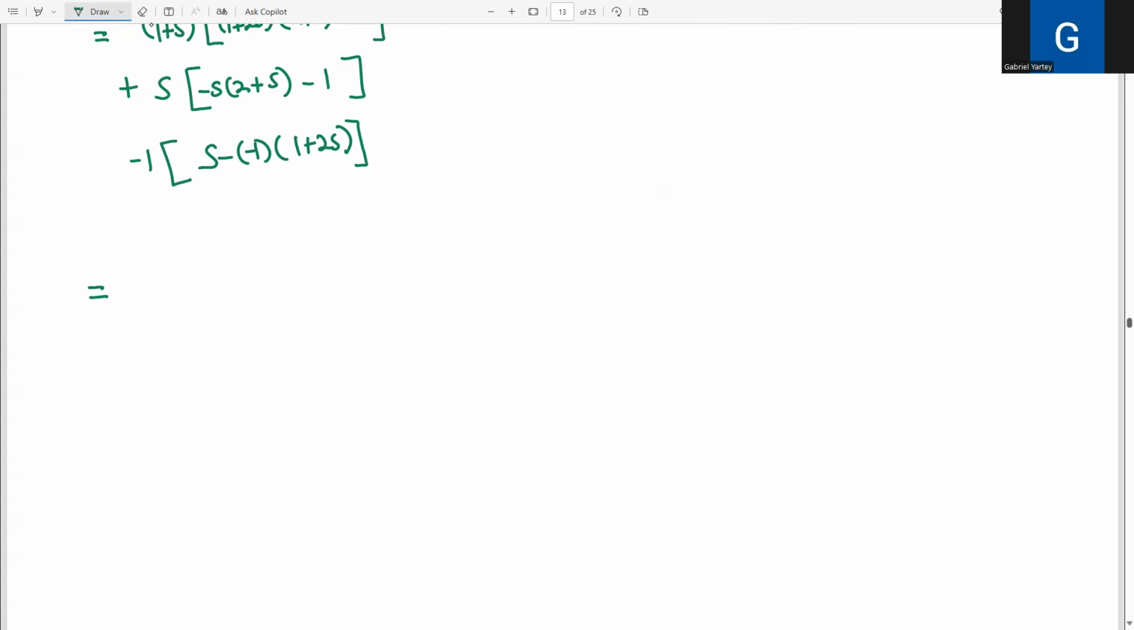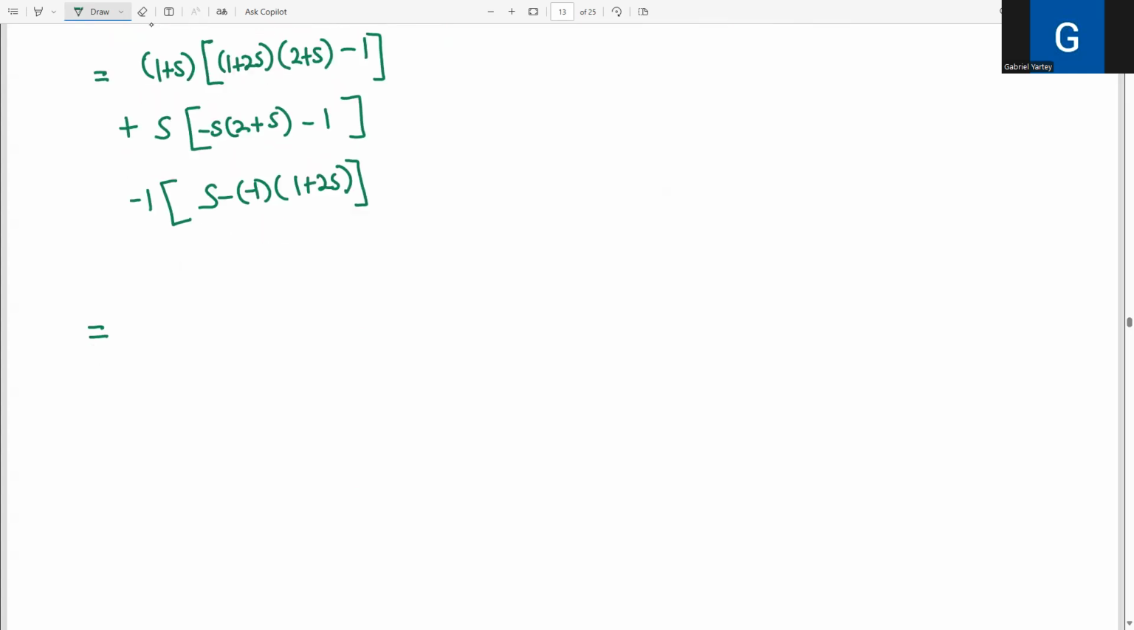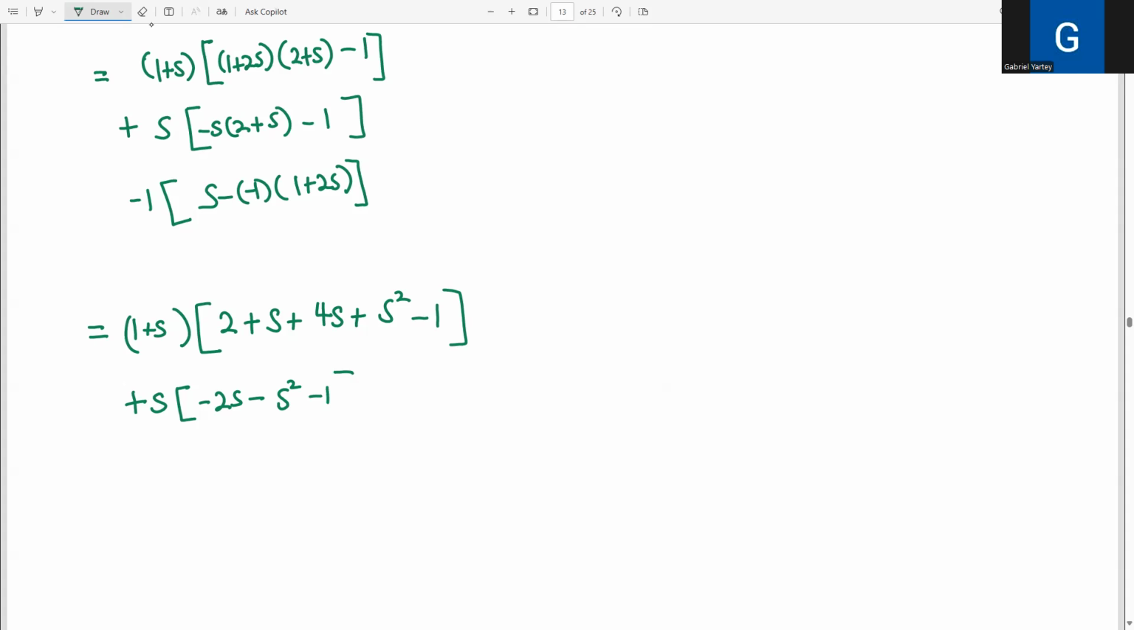When you expand, you get 2 plus s plus 4s plus s squared minus 1. That's for the first one. Then the second one is going to be minus 2s minus s squared minus 1. And then the third one is going to be s plus 1 plus 2s.